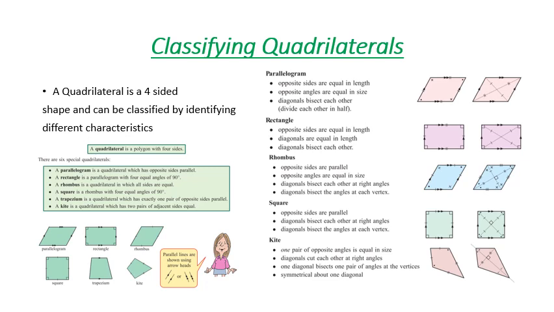Now the common thing between all quadrilaterals is that they are four-sided shapes, but they do have different characteristics, and these characteristics can help define or classify the quadrilaterals. A few of these examples that I've got here, the parallelogram, the rectangle, the rhombus, the square, and the kite, all have these different characteristics. I'm not going to go through them because you can pause the video if you wish to look at them, but I would encourage you to get a bit of an understanding about how to tell the difference between these different quadrilaterals and some of the properties that they have.